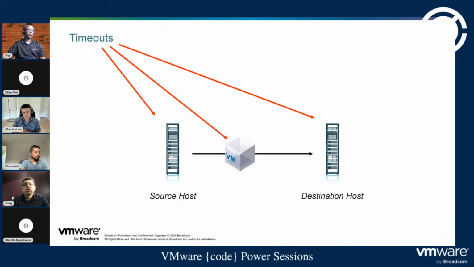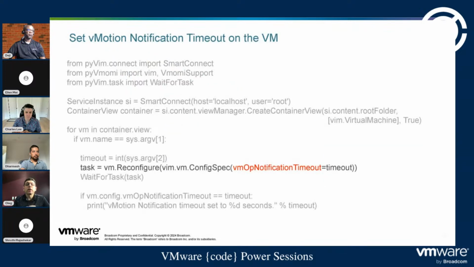And now let's talk about timeouts. So you need to set timeouts on your VM and also on the source and destination host. And it's a good practice to set the same timeout value on every host in the cluster. So here is how you set the notification timeout on the VM. It's really no different from how you enable a VM for application notifications. The only difference is it's a slightly different config spec. Instead of setting notification enable to true, you set notification timeout to the value you passed in from the command line.